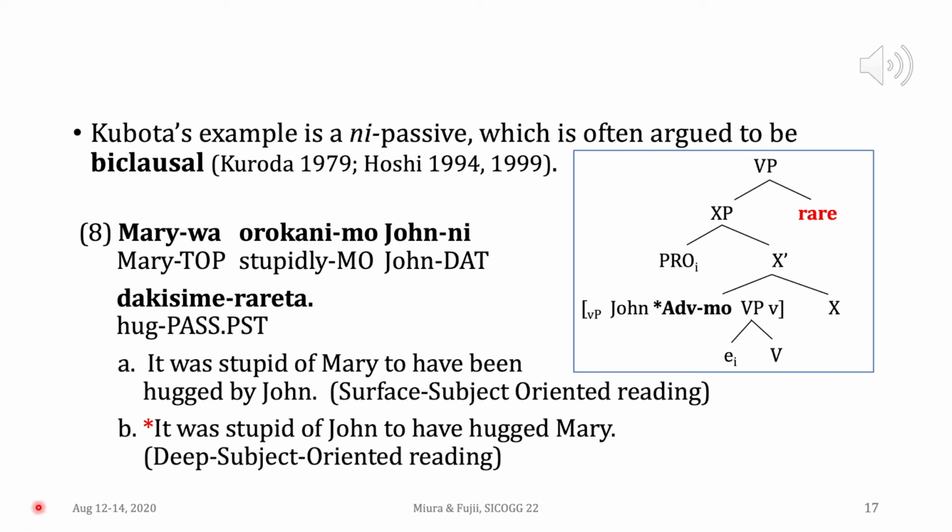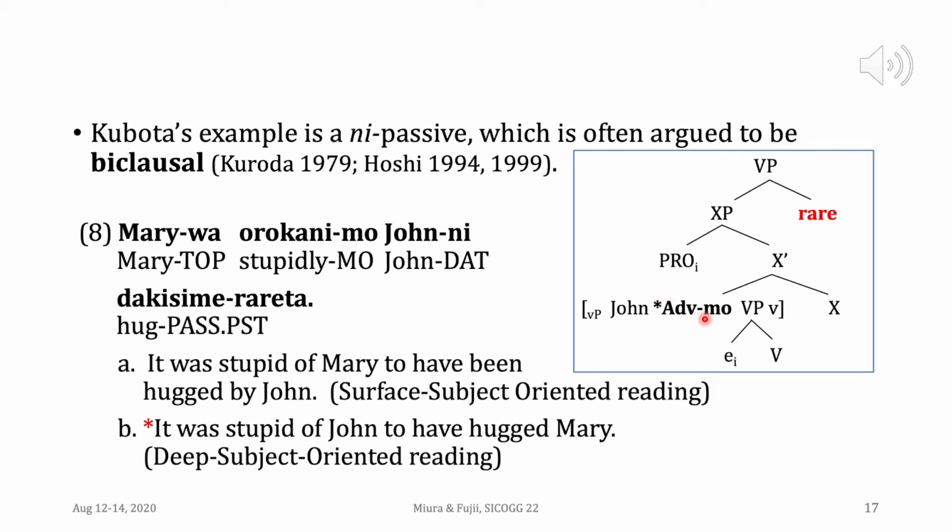Notice that this analysis of example 10 gives us a clue to understand why Kubota's passive example 8 lacks the deep subject-oriented reading. The key seems to be that 8 is an instance of the ni passive. As widely accepted, the ni passive in Japanese involves a biclausal structure. If the passive morpheme rare can take a non-finite clausal complement, as the diagram on this slide suggests, the lack of the deep subject-oriented reading can be treated on a par with the lack of embedded reading in the sase causative construction.